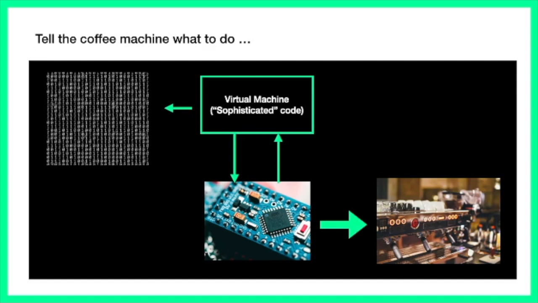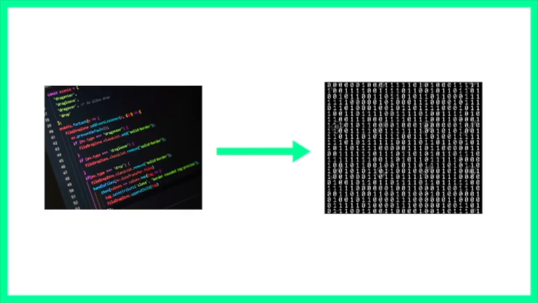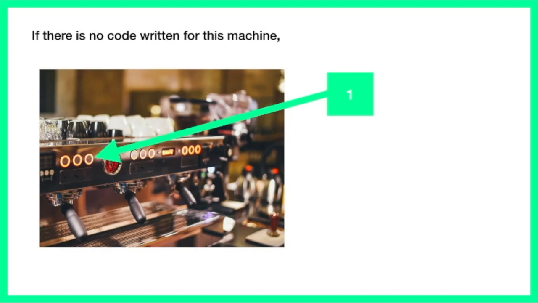However, this virtual machine only understands the machine code. The virtual machine who is going to help us do the job only knows about machine code. And that is exactly the reason why we need to translate our code from programming language into binary code.